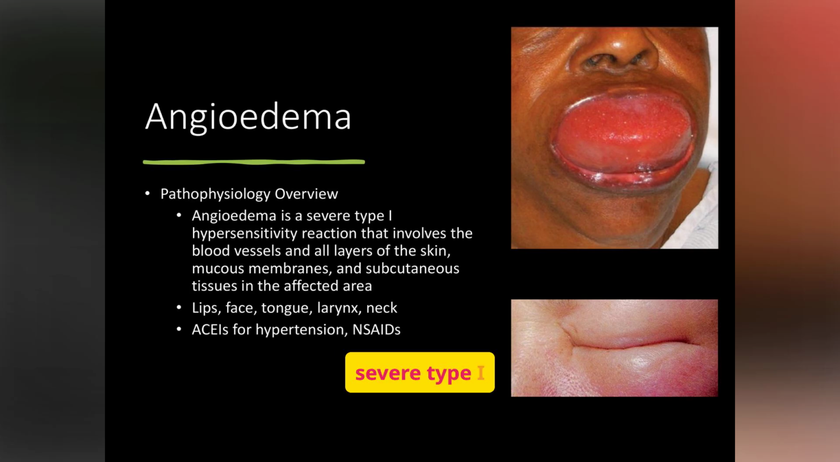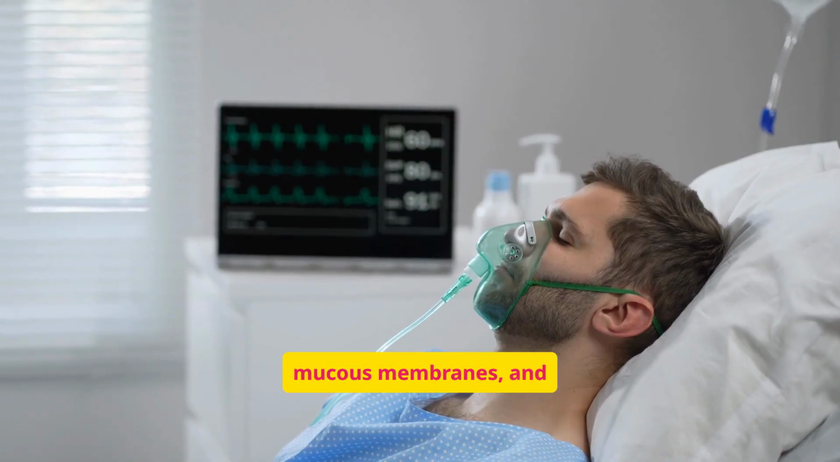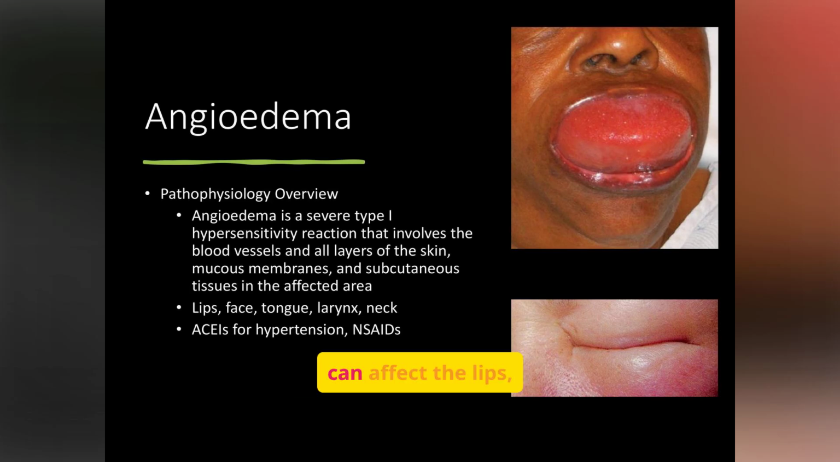Angioedema is a severe type I hypersensitivity reaction affecting blood vessels, skin layers, mucous membranes, and subcutaneous tissues. It can affect the lips, face, tongue, larynx, and neck. Because the airway can swell quickly, this is an emergency. Swelling may not look like much on the outside, but can silently block airflow.